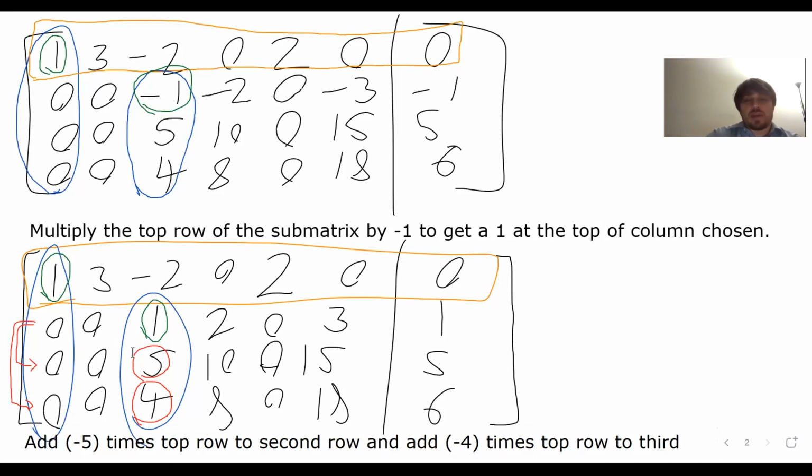Okay, and so then that way we will get these entries to be 0. So in the next page, I'm going to take the result of adding -5 times this row to this one to make this a 0, and adding -4 times this row to this row to make this a 0. Okay, so I'm going to write that down here.